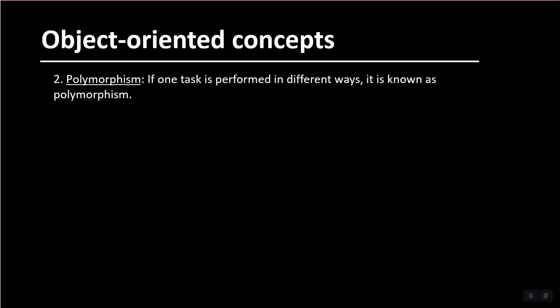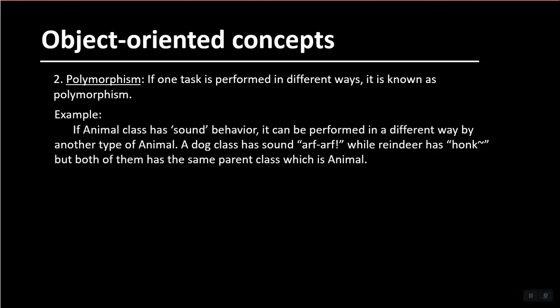The second one is polymorphism. If one task is performed in different ways, it is known as polymorphism. So let us have an example. If animal class has sound behavior, it can be performed in a different way by another type of animal. So let's say we have a dog class and it has a sound arp arp, while reindeer has honk sound. But both of them have the same parent class, which is animal.